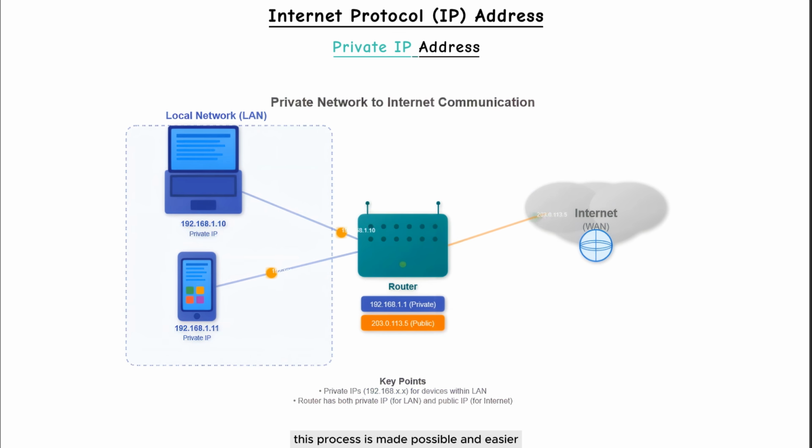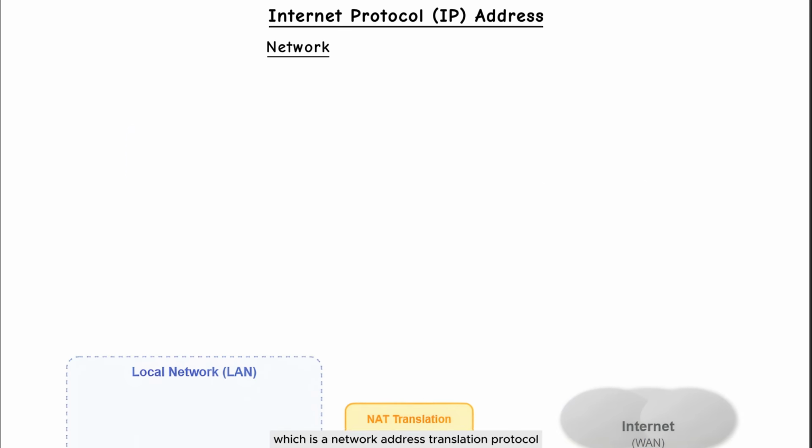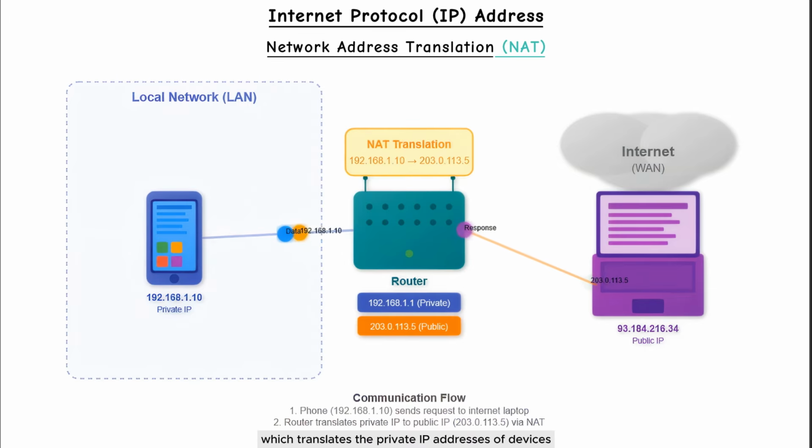This process is made possible and easier with the help of NAT, the Network Address Translation Protocol, which translates the private IP addresses of devices connected to the network. A device within a local area network would send data packets to another device on maybe the internet with its private IP address, but it is the Network Address Translation Protocol that will translate that IP address into the public IP address of the router to allow the device to have outside communication, because without the public IP address, the device cannot communicate on the internet. That is basically the role of the Network Address Translation Protocol.